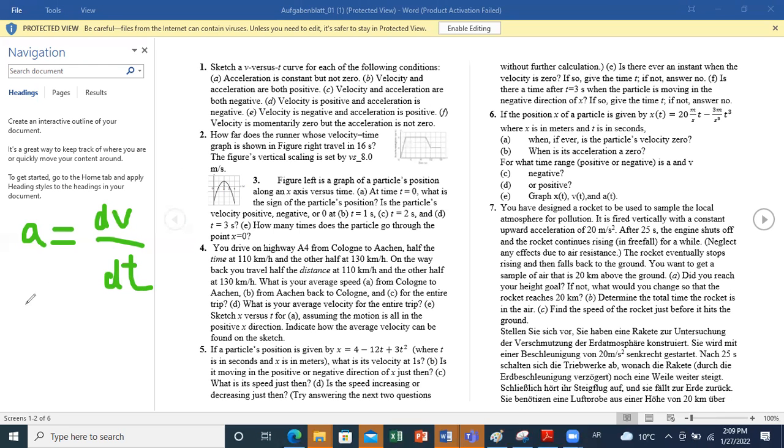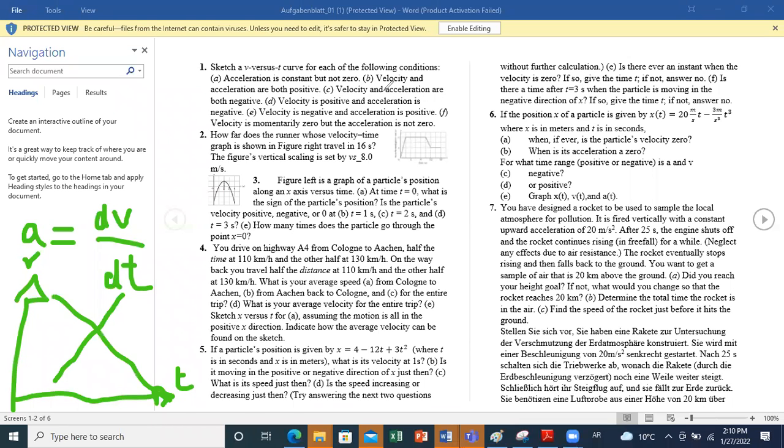Okay, so we have several possibilities for graph A. They didn't mention the sign of acceleration, so you can just draw a straight line in V as a function of time. It can be of positive slope, or it can be of negative slope. Both are right.